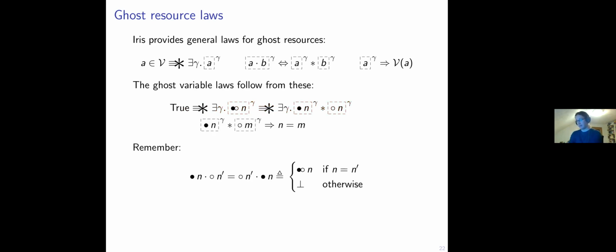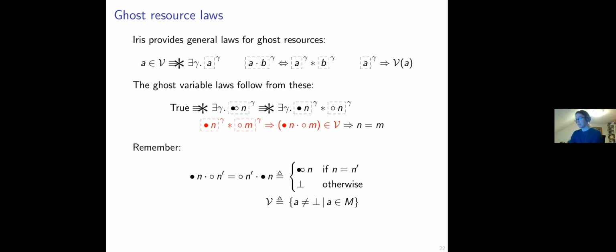Next, let's look at the entanglement law. We assume ownership of two parts of the same ghost resource instance, where we have authoritative n and fragment m. We want to deduce n equals m. For this, we will first merge these two separately owned ghost resources into owning the composition of authoritative n and fragment m with the composition law. And then we can deduce that that composition is valid using the validity law. And if we now look at the bottom of the slide at the definition of composition and validity, we can prove that the only way that the composition of authoritative n and fragment m is valid is if n equals m, because in any other case, the composition is bottom and bottom is not valid.